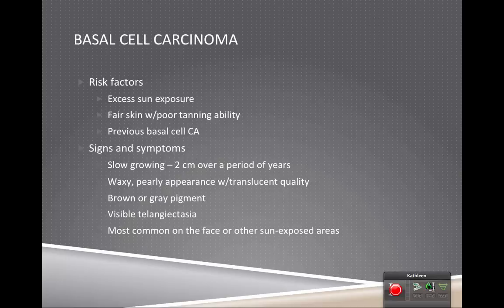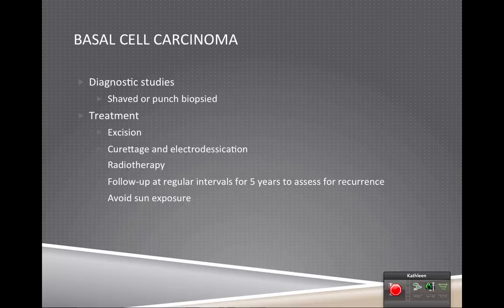Signs and symptoms: they're slow growing, 2 centimeters over a period of years. They're waxy, pearly appearance with translucent quality. They're brown or gray pigment. You can see visible telangiectasia with basal cell carcinoma, most common on the face or other sun-exposed areas. Diagnostic studies are shave or punch biopsies.